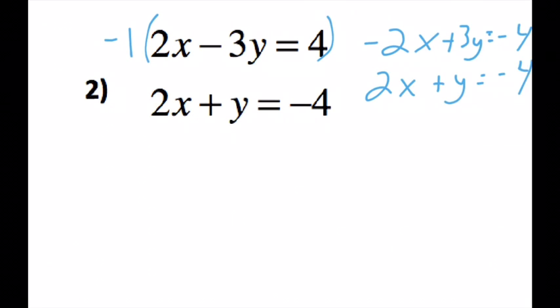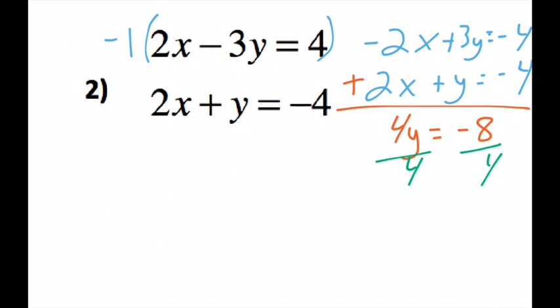Now I'm going to add them together. And I have negative 2x plus 2x, which is 0. 3y plus y, which is 4y, equals negative 4 plus a negative 4, which is a negative 8. Now I'm going to divide both sides by 4. So y equals negative 2. So I know that in my ordered pair, my y value is negative 2.